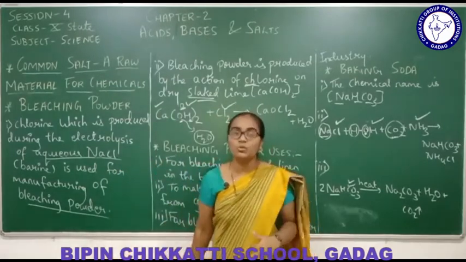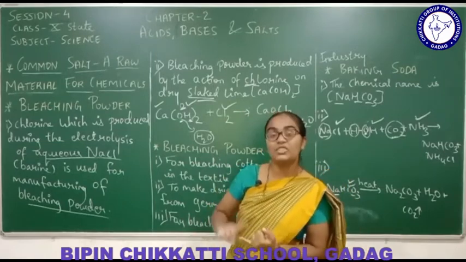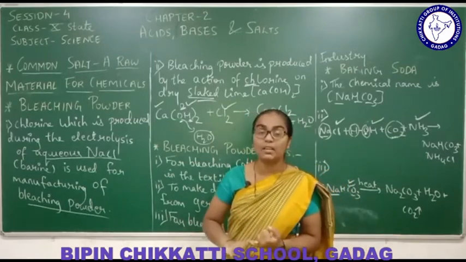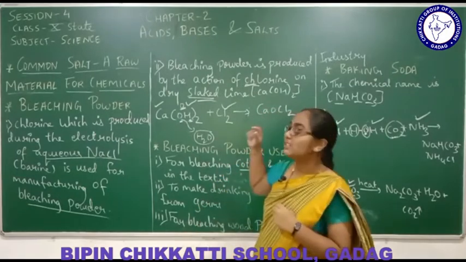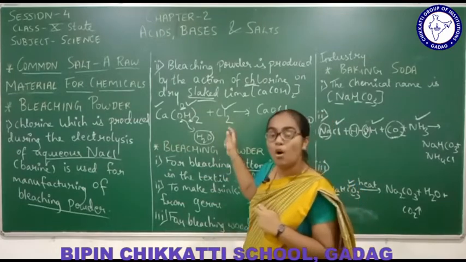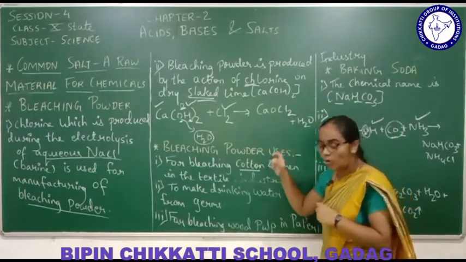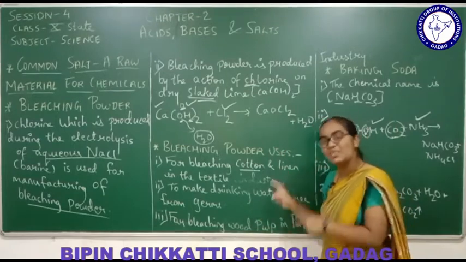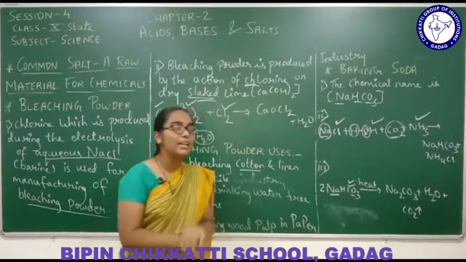So what we studied here, children, is first how bleaching powder is formed, using chlorine gas as one of the raw materials, which is reacted with calcium hydroxide, slaked lime, to form bleaching powder along with water. We also studied the uses of bleaching powder. Apart from that, we studied how baking soda is formed.